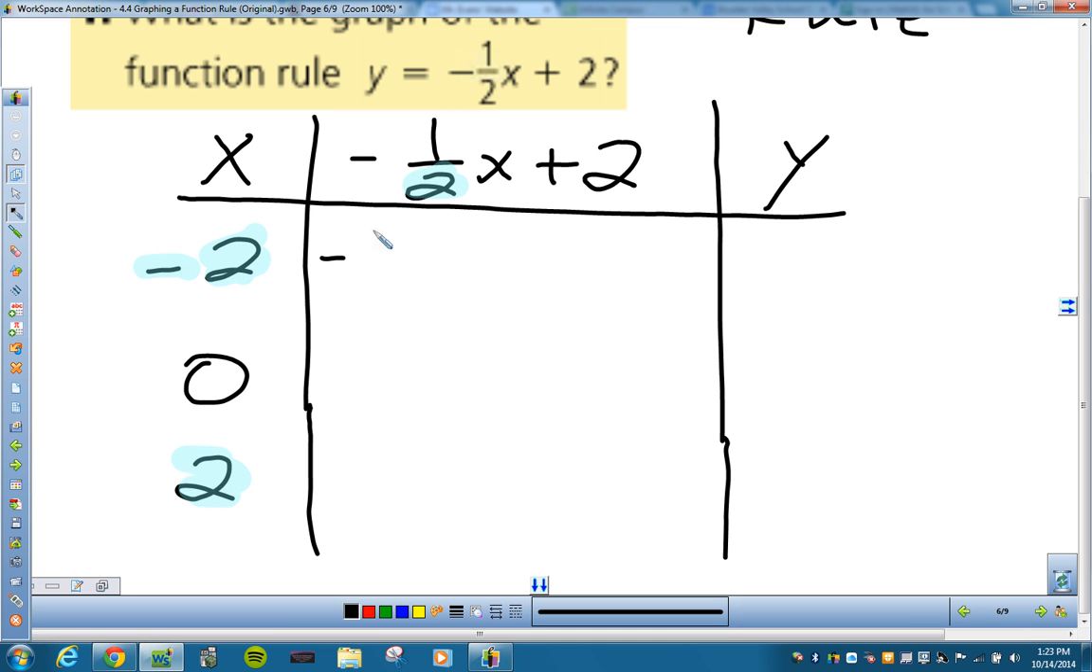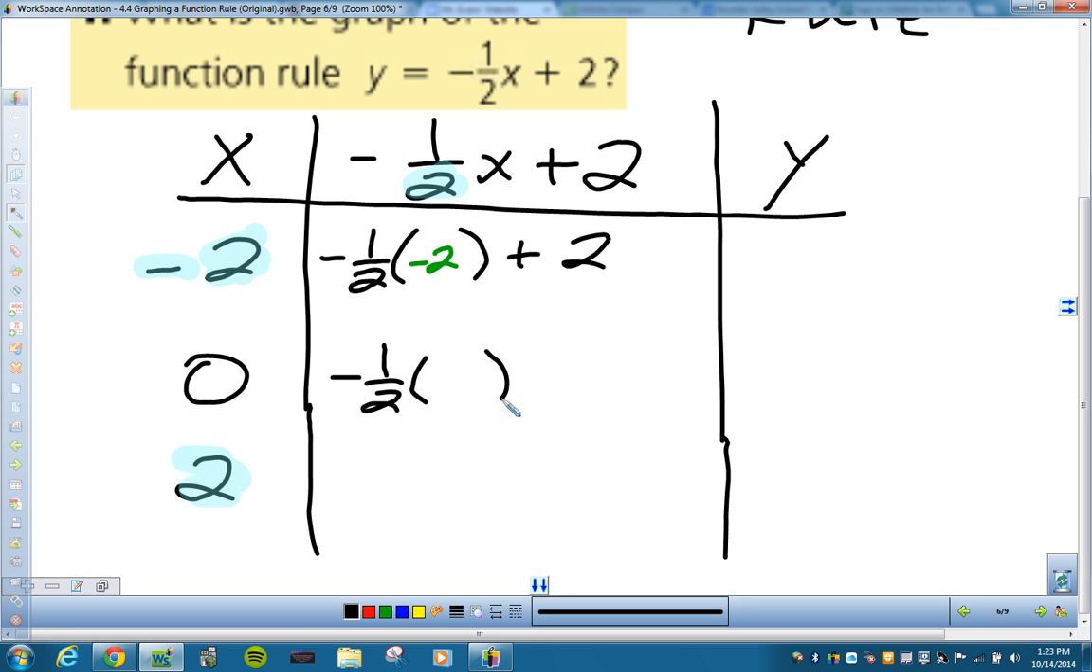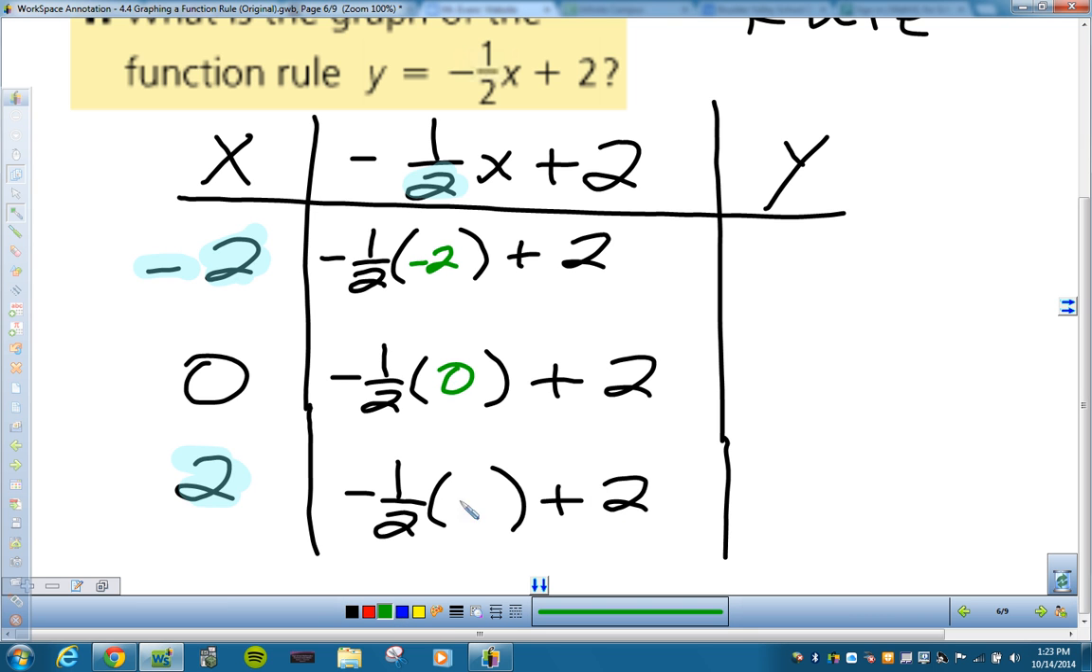So I'm just going to plug in over here, negative 1/2 times negative 2 plus 2. Then I'm going to do negative 1/2 again. So this one I'm plugging in 0, this one I'm plugging in negative 2, positive 2. Right? I just looked at this denominator. That determines what goes over here.